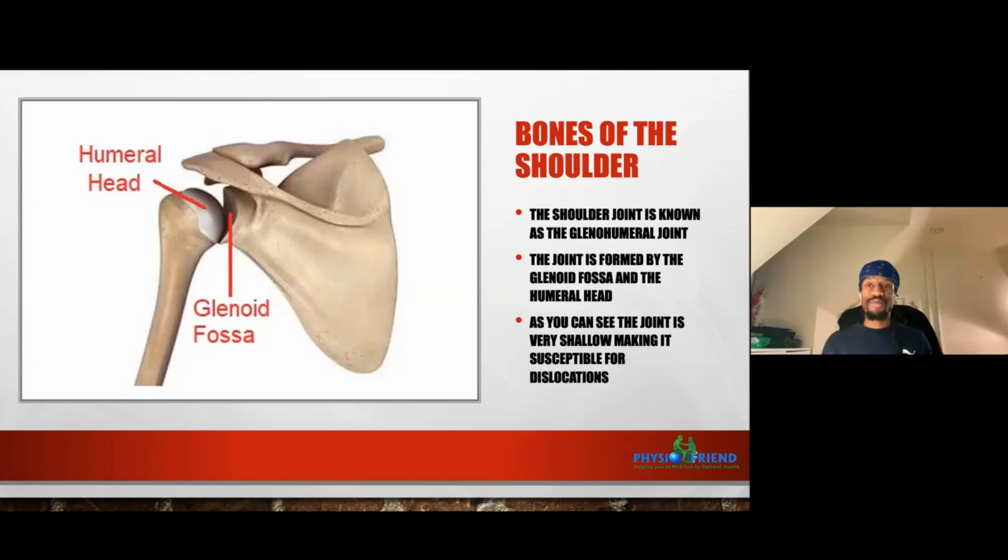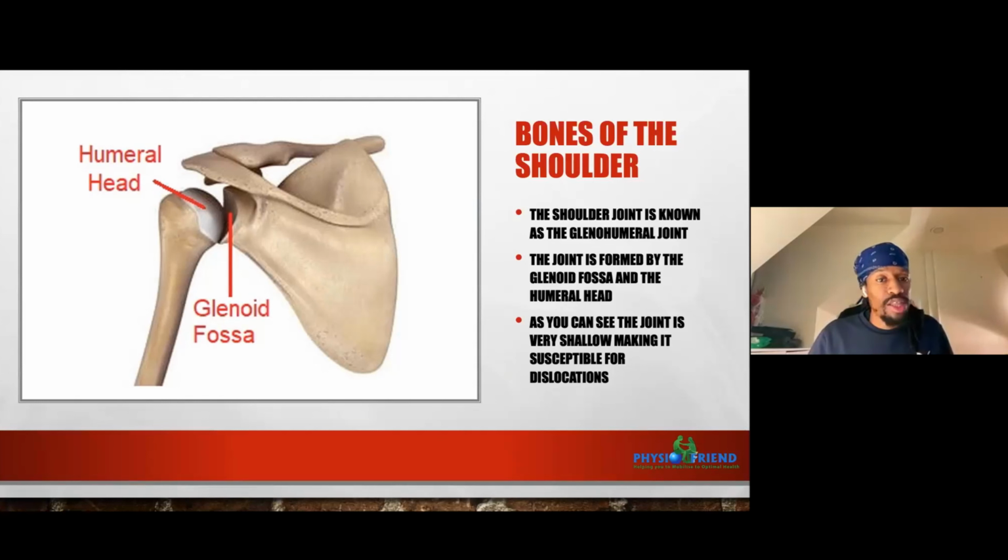So let's have a look at the bones of the shoulder. What we can see here is the humerus bone, and attached to the humerus is the head. That's just the end part. And on our scapula, we have what we call the glenoid fossa, also known as the glenoid cavity. As you can see, because it wants to move freely, it doesn't have a lot of stability within the joint, but the stability is made up by all the other muscles, the ligaments, and even some of the capsules and a labrum, which adds a little bit more depth.